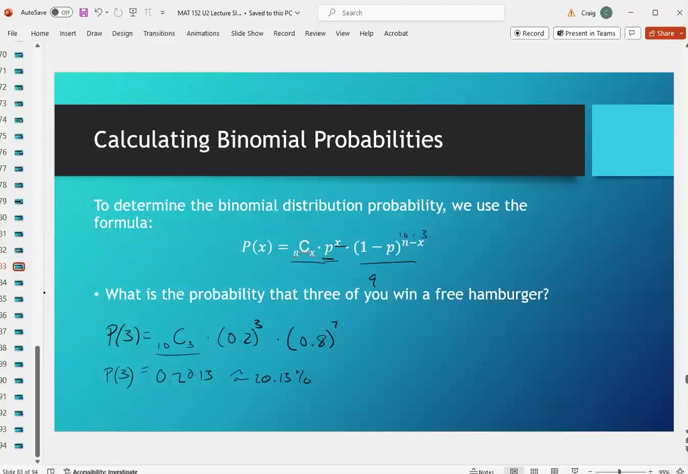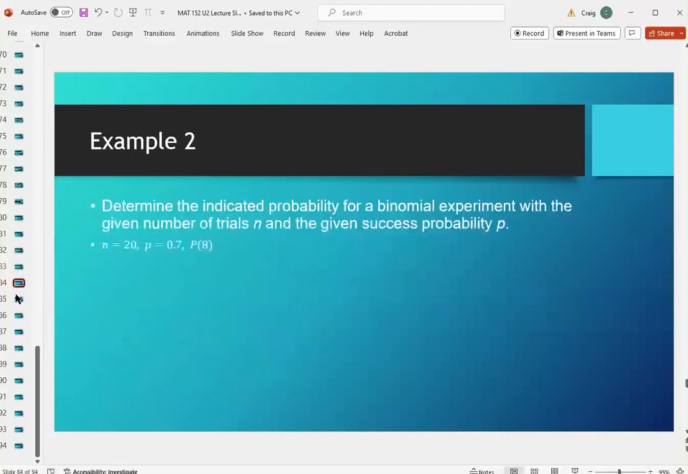So let's take a look at another example. Let's just practice with this formula a little bit, so you guys can get the hang of it and of using your calculator with it. Again, the combinations value will be in different places in the calculator, but I'm also going to show you how to do this in Excel as well, so you can use that too to calculate these values if you need to.